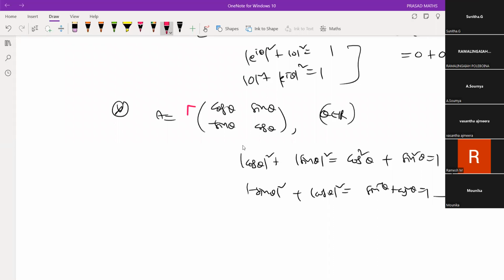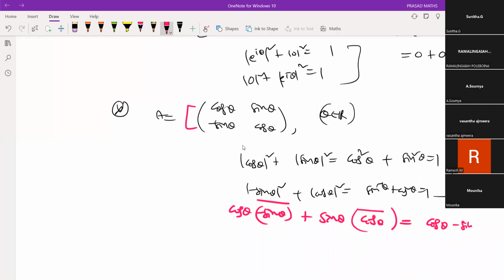What is the second property? Cos theta into minus sin theta bar, plus sin theta into cos theta bar. Sin theta is always a real number, because theta is a real number, so sin theta is always real. Once it is a real number, z bar is equal to z. So sin theta into cos theta, that is equal to 0. Therefore, it is also unitary.